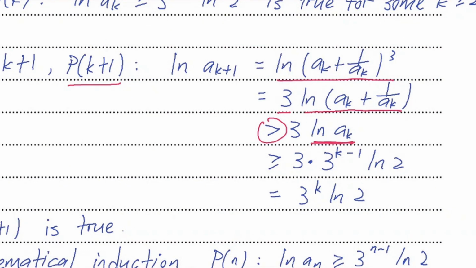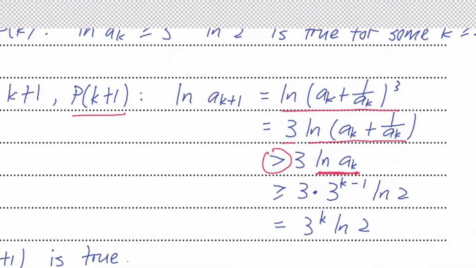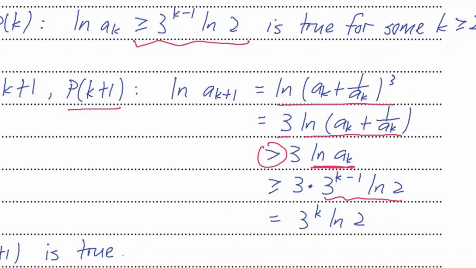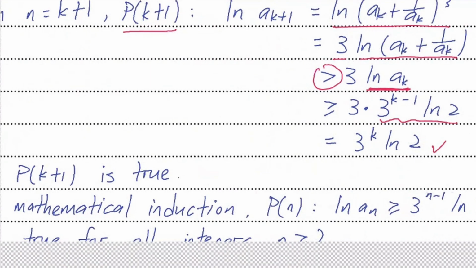So what is the log ak here? So the log ak here, we can actually again make use of the assumption. Okay, so when we have got the assumption here, then this is the 3 power k minus 1 ln 2. Then after that, we just have to tidy that up. So this is the last thing that we want to see. Okay, so yeah, after that, it's already proven.